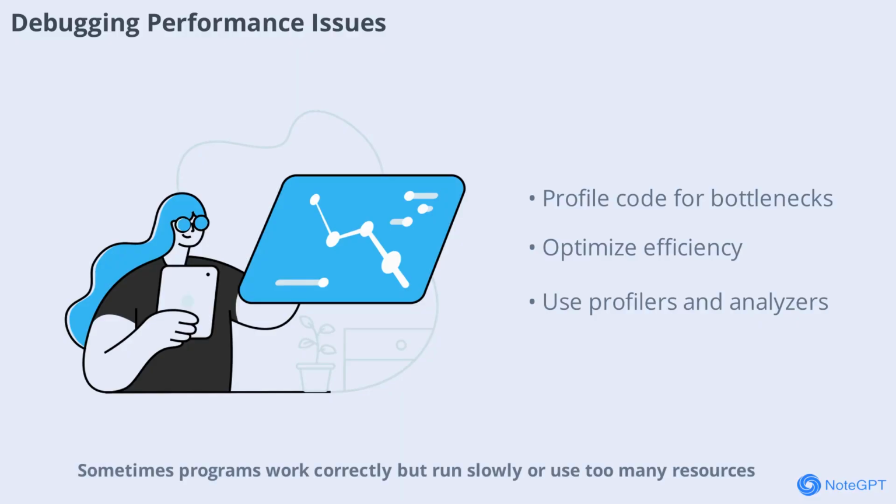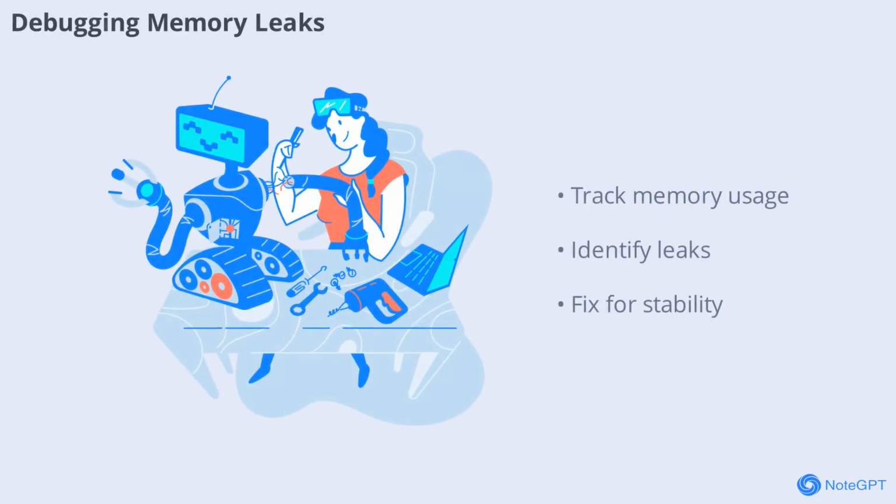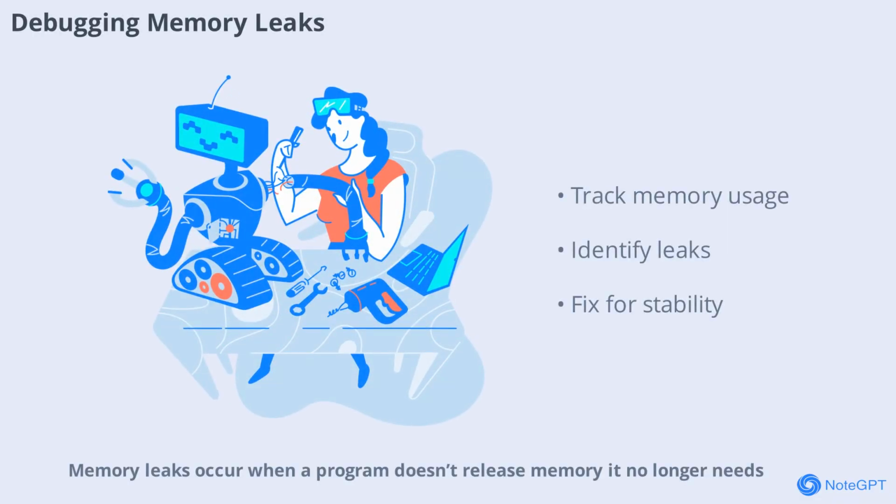Sometimes, programs work correctly but run slowly or use too many resources. Debugging performance issues involves profiling your code to find bottlenecks and optimize efficiency. Tools like profilers and analyzers help developers understand where time and resources are being spent, leading to faster, more efficient software. Memory leaks occur when a program doesn't release memory it no longer needs.